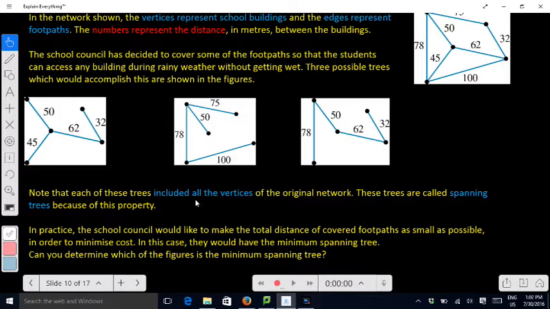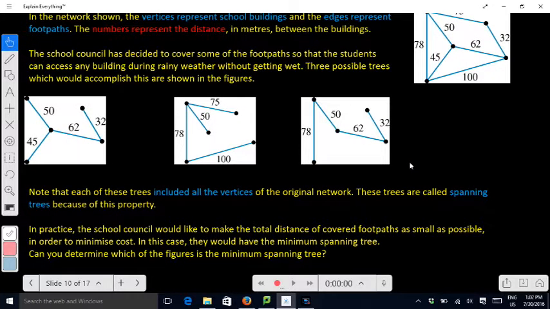Each of these trees included all the vertices of the original network. When we do that, it's called a spanning tree because of this property, because we use all the vertices in the network. In practice, the school would like to make the total distance covered as small as possible in order to minimize cost. In this case, they would have a minimum spanning tree. So can you determine which of these figures is the minimum spanning tree?